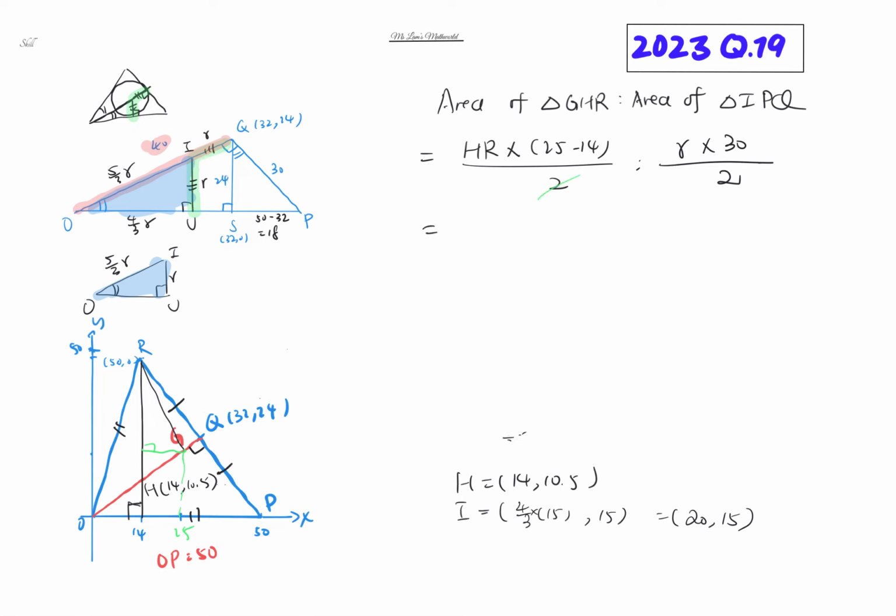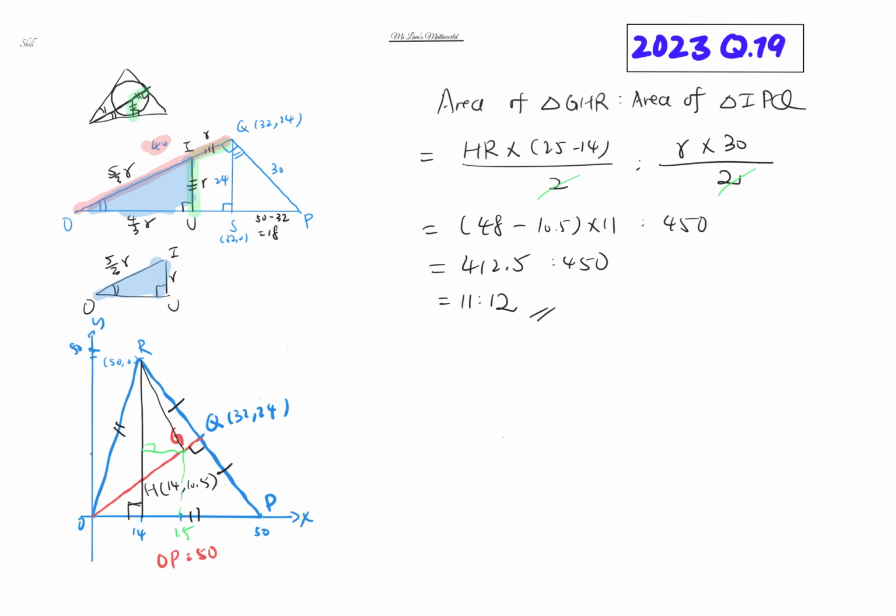Cancel out the 2, and you get HR to be (48 minus 10.5) times 11 to 450. 48 minus 10.5 times 11, you get 412.5 to 450. And you get the answer 11 to 12. Okay, as a solution. So this is one of the methods to be used.